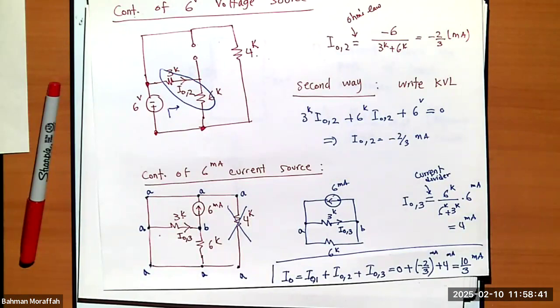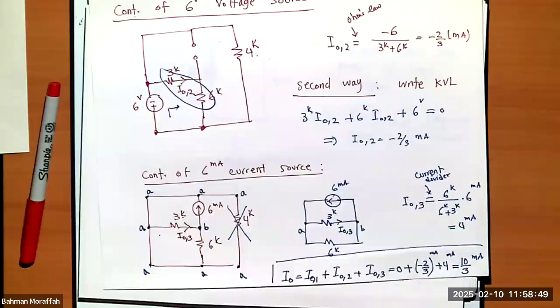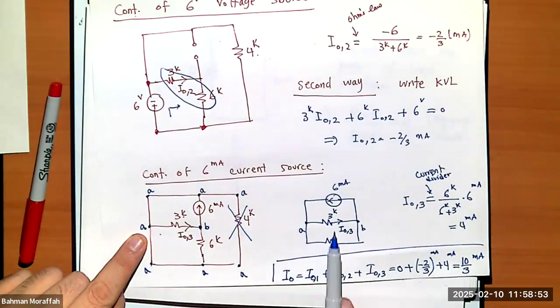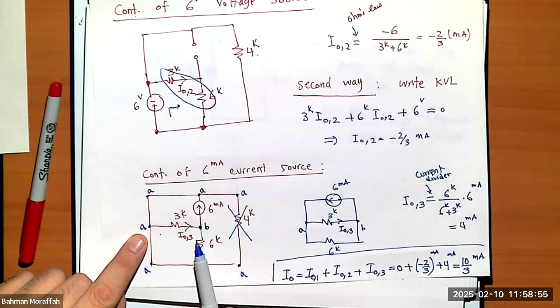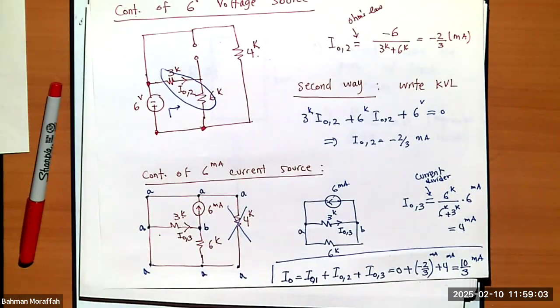Now I'm going to name the rest of the nodes. This is the only node I have that I didn't name. And then I'm going to follow what goes between what nodes. I have this 3K that goes between A and B, so it's right here. I have this one that goes between A and B, so I have it right here. And I have this current source that goes between B and A. The rest is just a current divider.